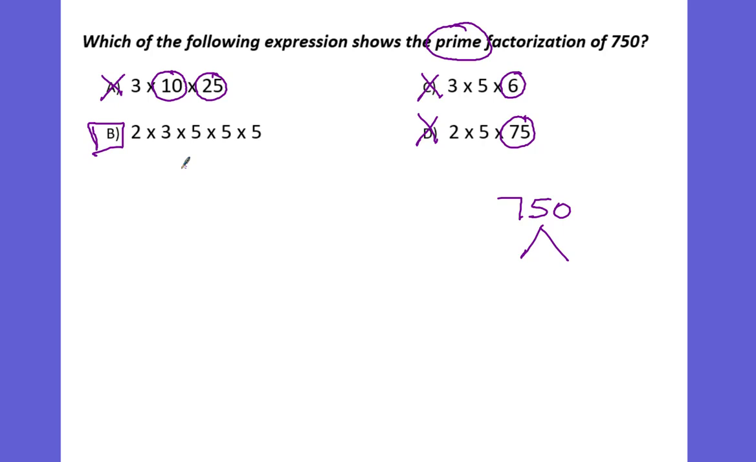Another way you can use the answer choices to help you determine if this is the correct answer is to multiply your numbers out. 2 times 3 is going to be 6. And if I do 5 times 5, that gives me 25. And then I can multiply 25 times 5 and get 125. Multiply that by 6, and that's going to give me 750, which is what we were wanting.